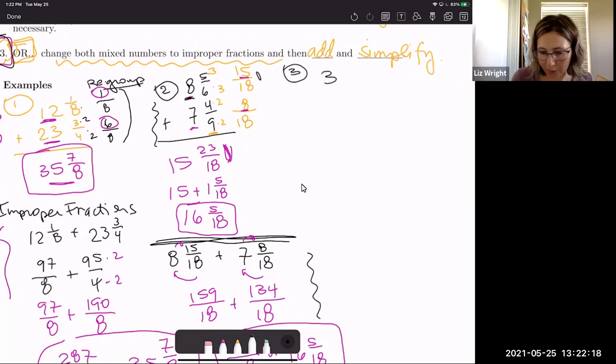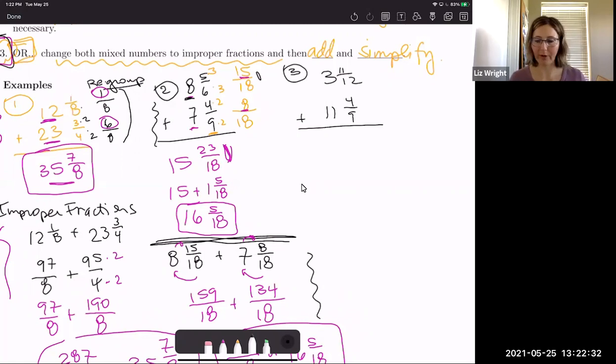So I want you guys to do this one. You should have 3 11/12. And I want you to add 11 4/9 to it. And again, I know most of your calculators can do this for you. It's going to put it in a fraction. It's going to simplify it, but that's not the point. The point is I want to be able to see you do the steps here and get a common denominator. And I want to see it both ways.